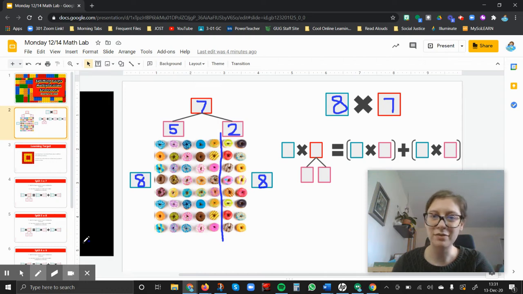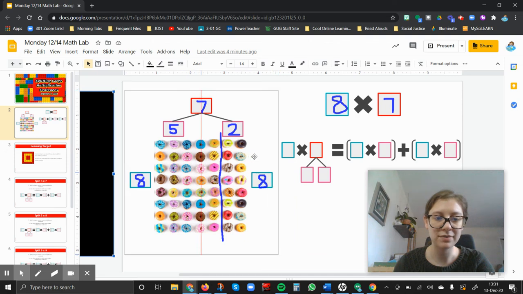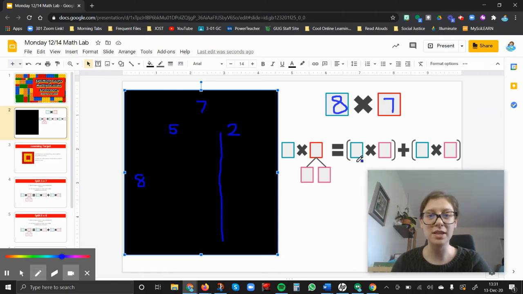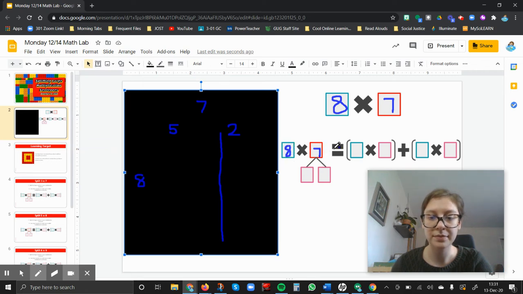But what would happen if I didn't have the array to help me, if there wasn't a picture? Well, that's what we're going to be learning today. We're going to be thinking about how we can use what we know about splitting numbers to help us solve these tricky multiplication problems. So we know that our large multiplication sentence is 8 times 7.